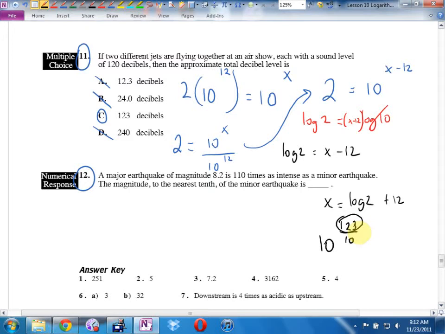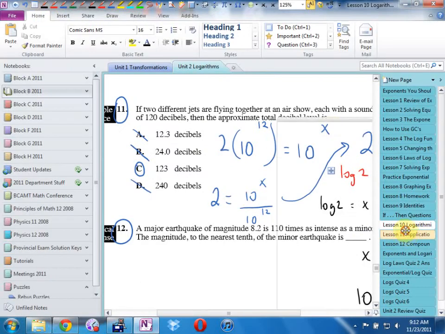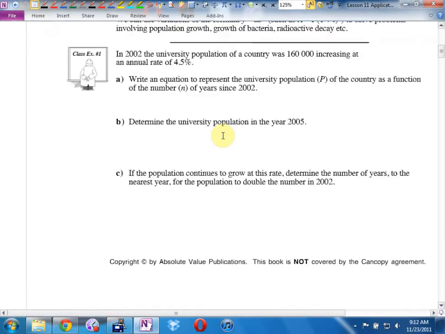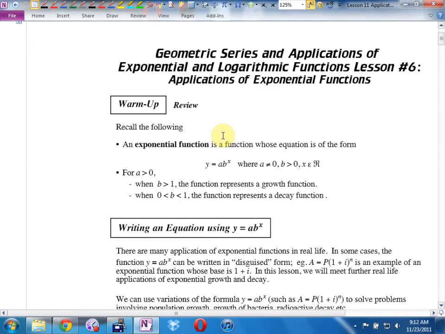Turn if you would please to page 203. We skipped one more lesson because we're going to do that one actually afterwards. Page 203. Under the B, 2. Under the I, 0. Under the N, 3. Page 203.